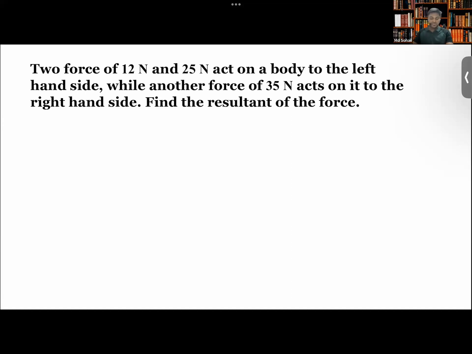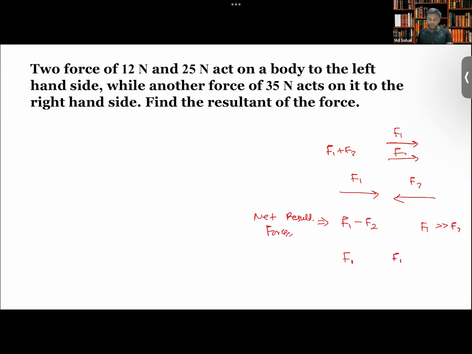So the fundamental things in regard to force, as we have discussed earlier: if two forces act in the same direction, they are added. F1 plus F2, right? And if two forces are acting in opposite directions, suppose F1 is greater, then the net resultant force is F1 minus F2. Net resultant force or the total force, that is F1 minus F2, right? Or let's say F1 and F2 both are equal.